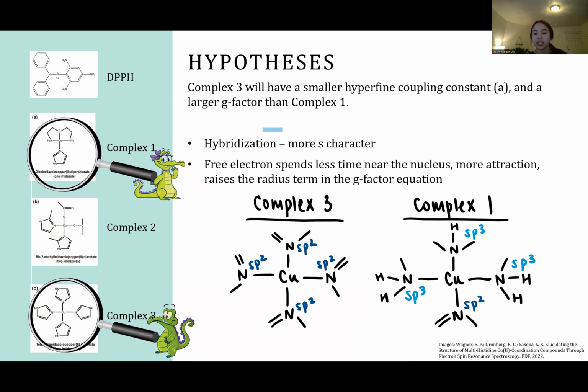In complex 3, every ligand we see, or every nitrogen atom, is sp2 hybridized. For the sp2 hybridization, the orbitals are more s-like in character. So the nitrogen atom is closer to the copper due to the s character being spherical and stout. And because the nitrogen atom is closer, there's more attraction between the free electron and the nitrogen. So the radius between the metal nucleus and the free electron then becomes larger, so the g factor will become larger. Overall, by this logic, complex 3 is predicted to have a larger g factor and a smaller hyperfine than complex 1.